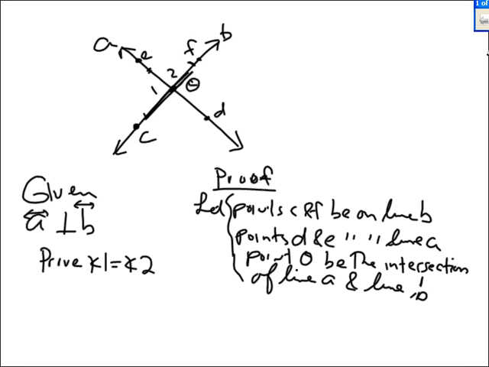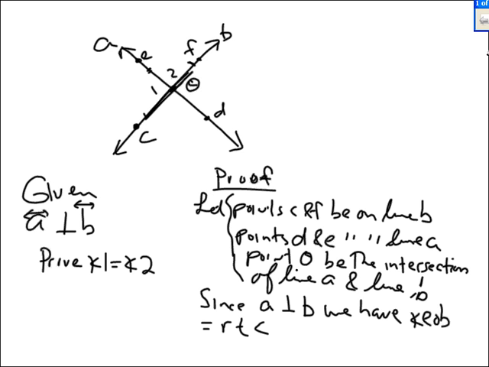Well, since A is perpendicular to B, we have angle EOB equals a right angle. EOF, excuse me, I'll change that. EOF is a right angle. But that's angle 2. We have angle 2, which equals angle EOF, is a right angle.